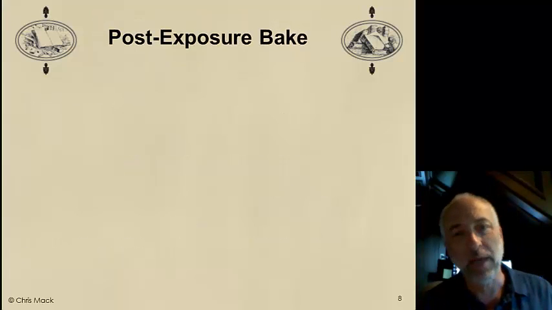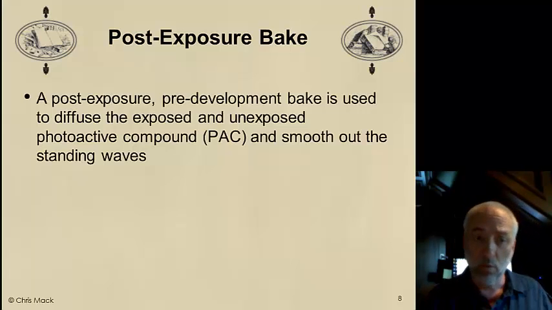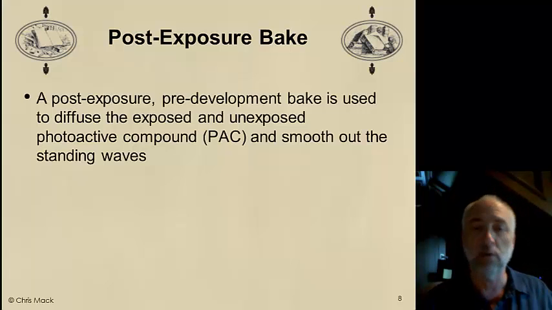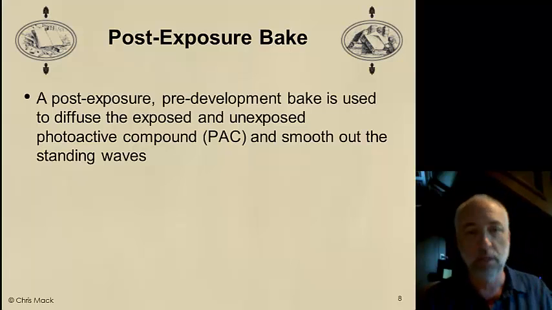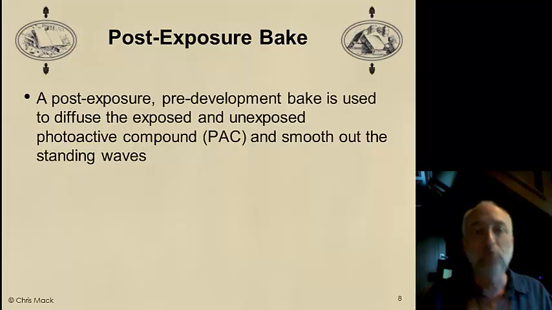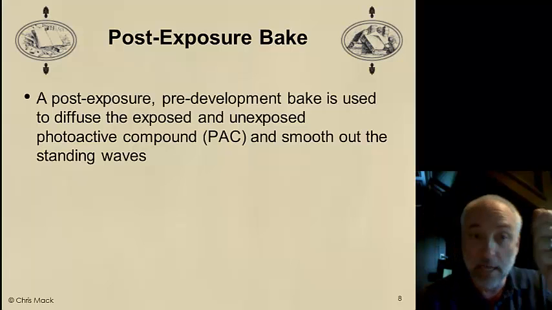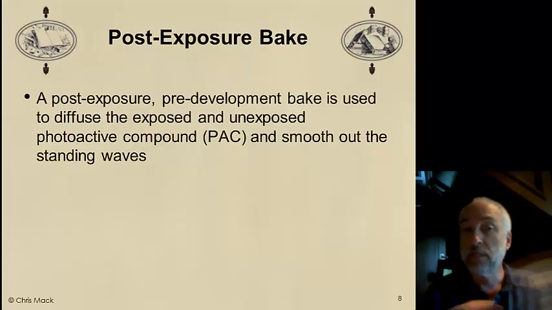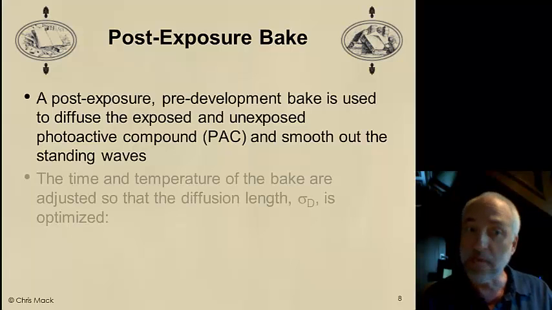So, post-exposure bake, what does that mean? What that means is after exposure, but before we develop, we put the resist-coated wafer onto a hot plate, and we bake it. This allows the exposed and unexposed material, something called a photoactive compound, which we're going to talk about when we get to photoresist chemistry, to diffuse, and as such can smooth out the standing waves. You can think of the standing wave pattern as a concentration gradient of high and low levels of exposure. And if we allow diffusion, the exposed material can move into the unexposed regions and vice versa, smoothing out the standing waves.